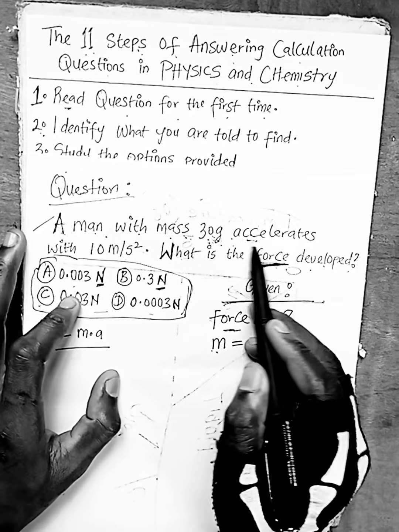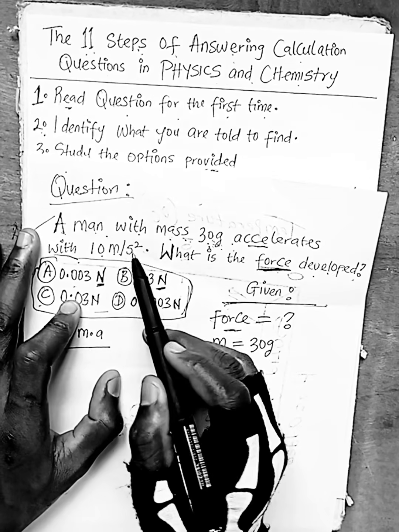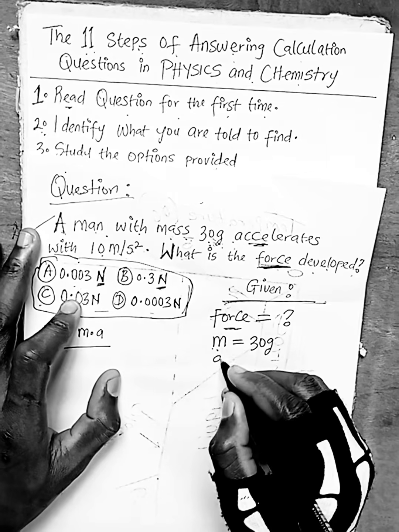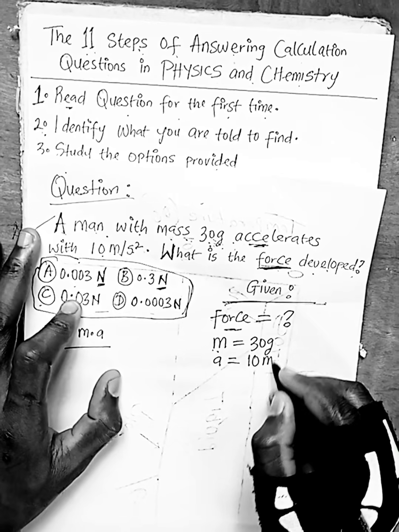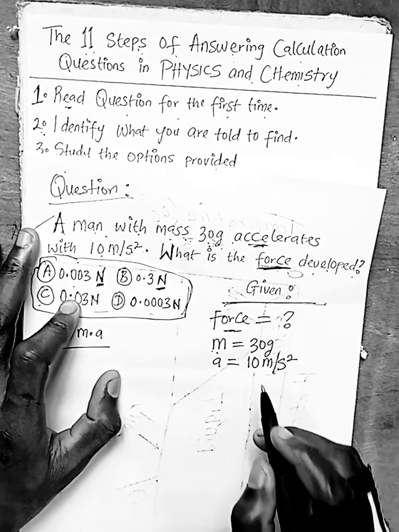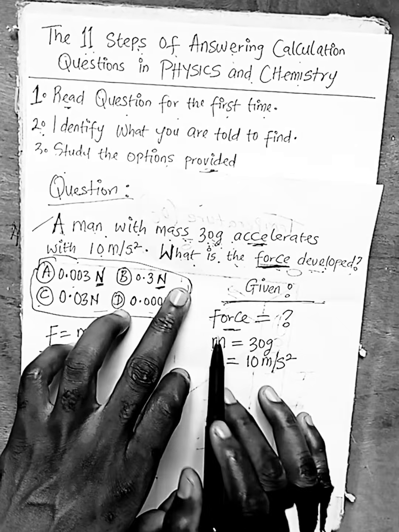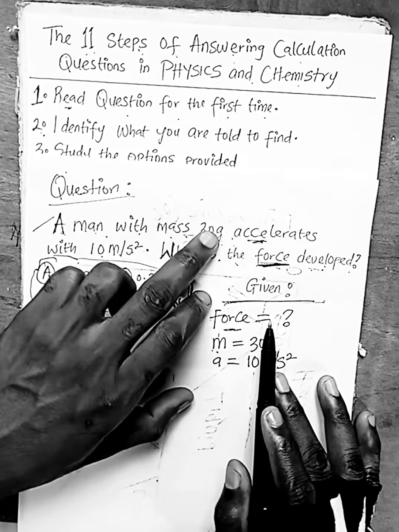Then we continue. Accelerate with 10 meters per second square, okay? So our acceleration A is equal to 10 meters per second square. Put your unit too. Now we continue with our reading. What is the force developed? We already put our force. That's what we are finding. All right, so that's that.